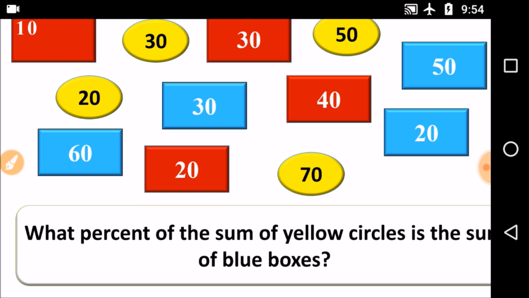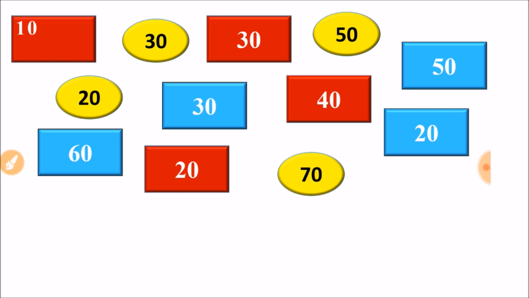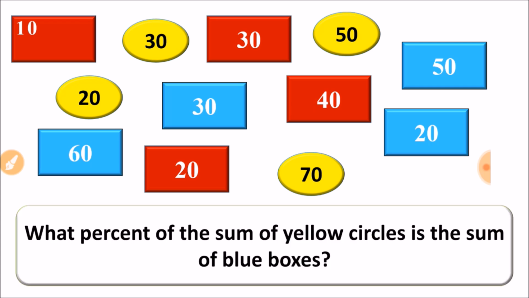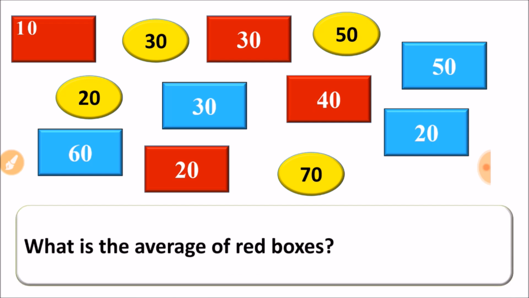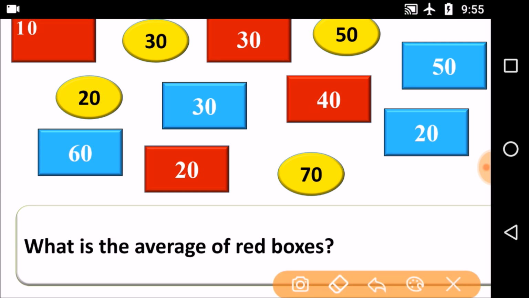Okay, so we discussed the sum questions, we discussed the difference question, we discussed the ratio, and now we discuss the percentage. And I will ask you one more question. Next one is the average of red boxes. So what is average? Average is sum divided by total number. So we have to first take the numbers into consideration, those numbers in the red boxes. What is in the red box?